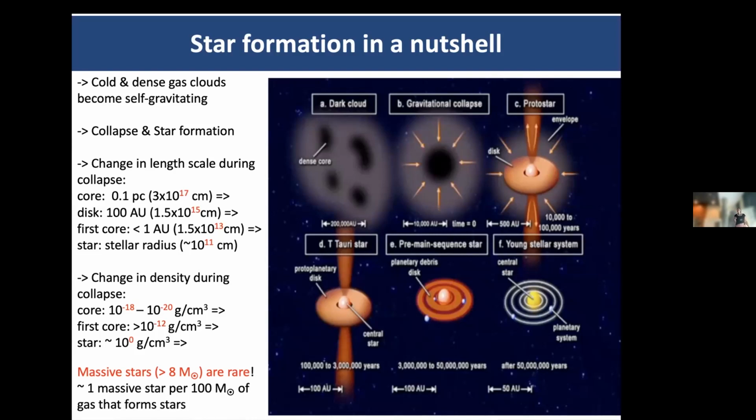And already here you can think about how the fragmentation of the cloud into cores proceeds. We know that clouds are supersonically turbulent on these larger scales. I will talk about turbulence later on.